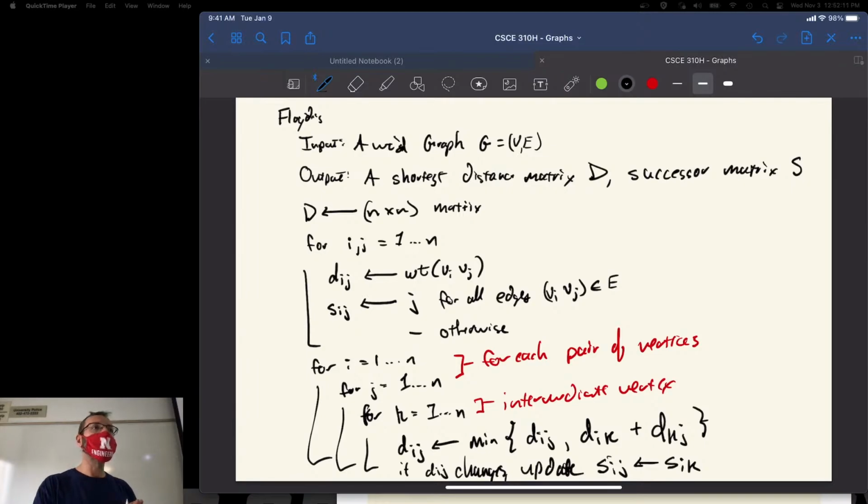Now, obviously, I'm using math here. The minimum of this and this, you would use an if-else, right? Yeah, and with a comparison. If d sub ij is strictly less than d sub ik plus whatever, then you do one thing. Otherwise, you do the other. All right. In fact, I don't think you would need to use an else because the else does nothing. So it's just one if statement.